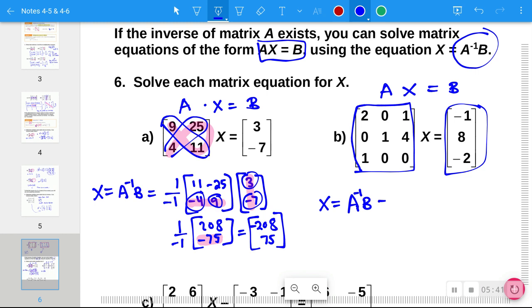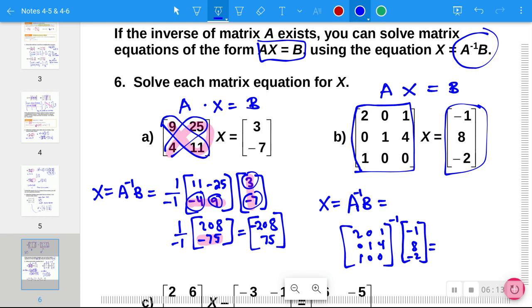So let me show you what you type. You go 2, 0, 1, 0, 1, 4, 1, 0, 0. You can hit alpha zoom 3 by 3 to set it up. As soon as you've got that on your calculator, hit the inverse key. It'll look like that. And immediately go alpha zoom 3 by 1 and type in negative 1, 8, negative 2. And you should get your answer popping out here.